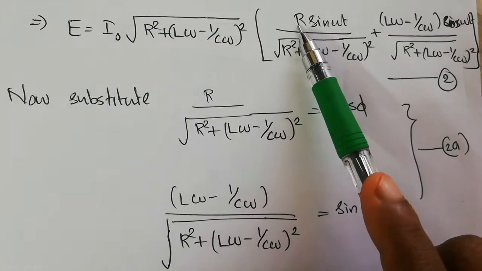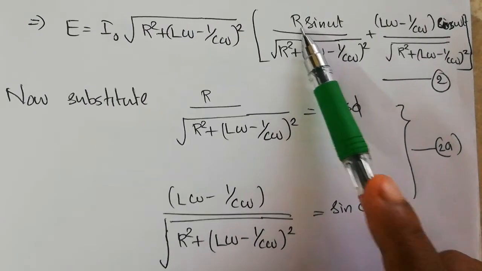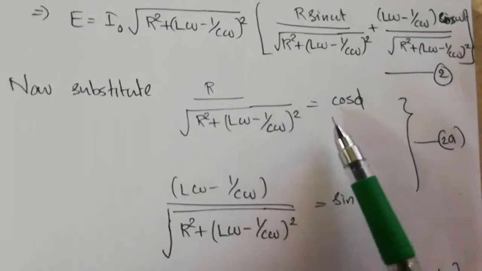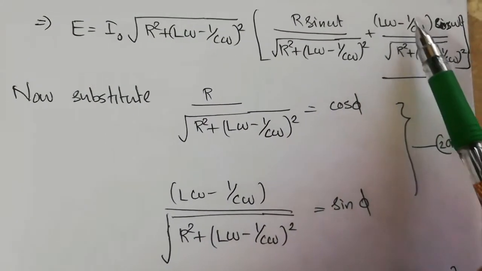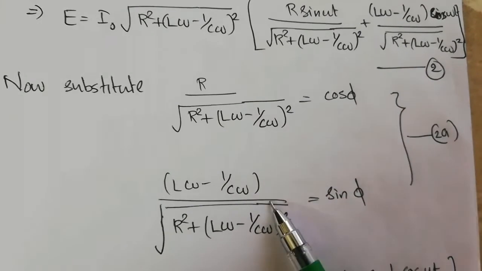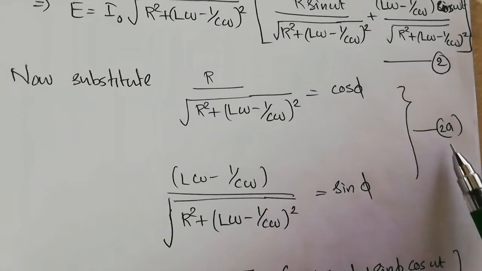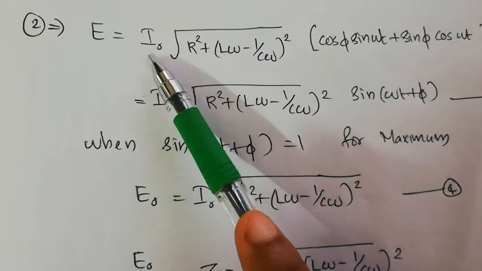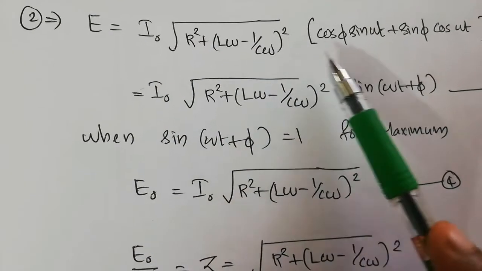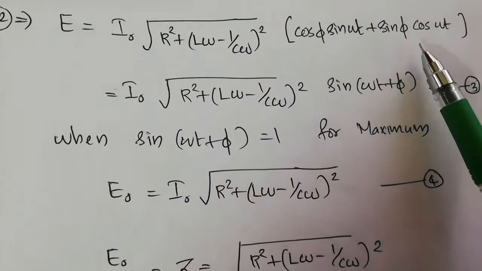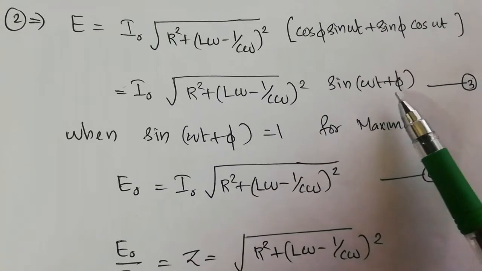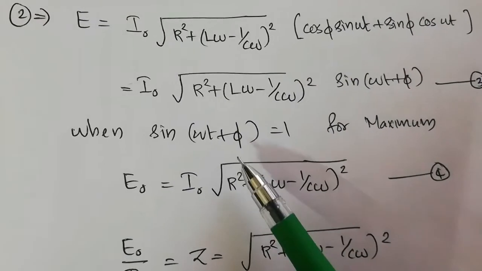And to solve this equation, as in the previous cases, I am going to substitute R by root of this term equal to cos phi, and L omega minus 1 by C omega divided by this term equal to sin phi. So by substituting 2a in equation number 2, we get E is equal to I0 root of this term into cos phi sin omega t plus sin phi cos omega t. That's equal to this into sin omega t plus phi, which is the solution.